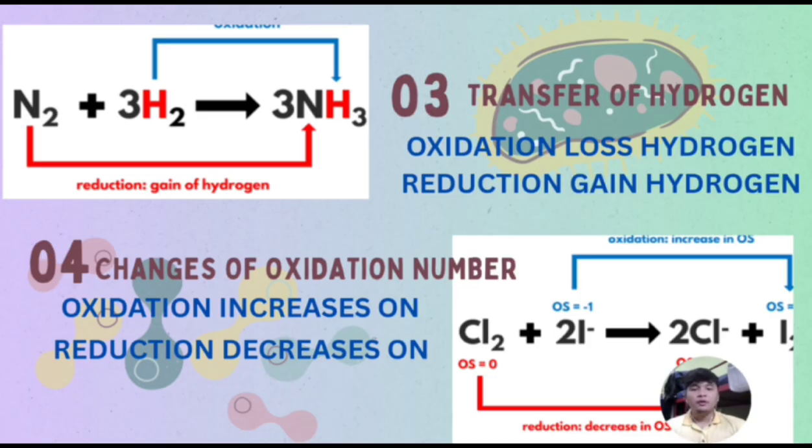Now for the change of oxidation number. Oxidation number helps track electron movement. Oxidation is an increase in oxidation number. Reduction is a decrease in oxidation number. For example, Cl goes from 0 to -1. It's called reduction. But I goes from -1 to 0. That's called oxidation.